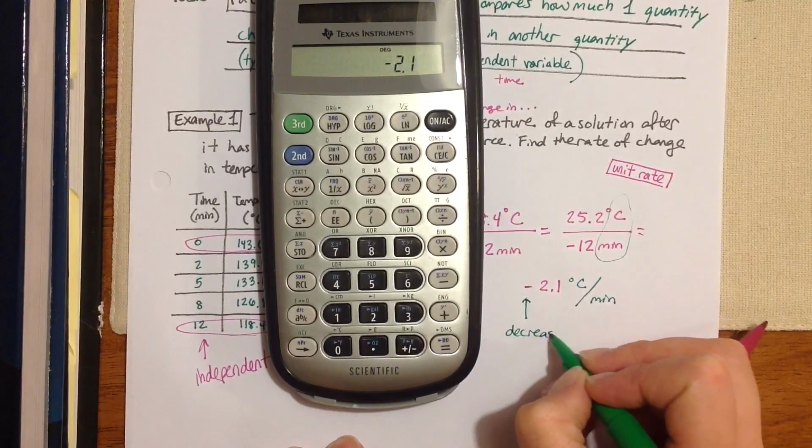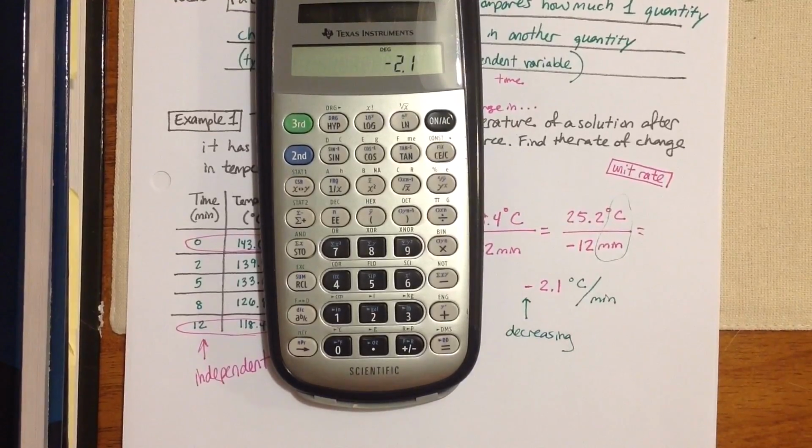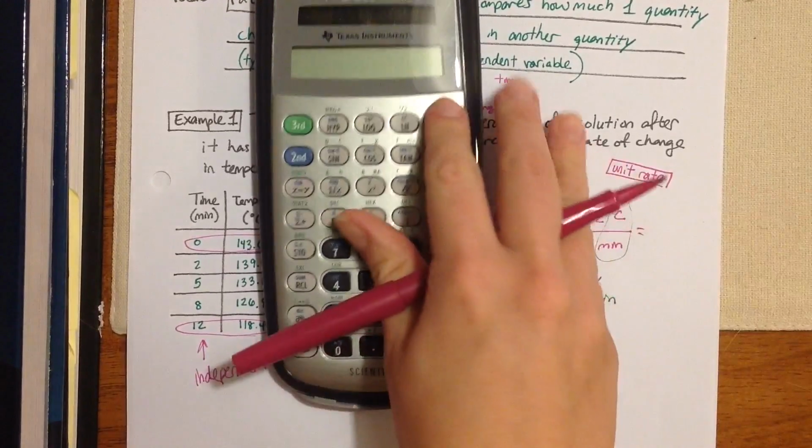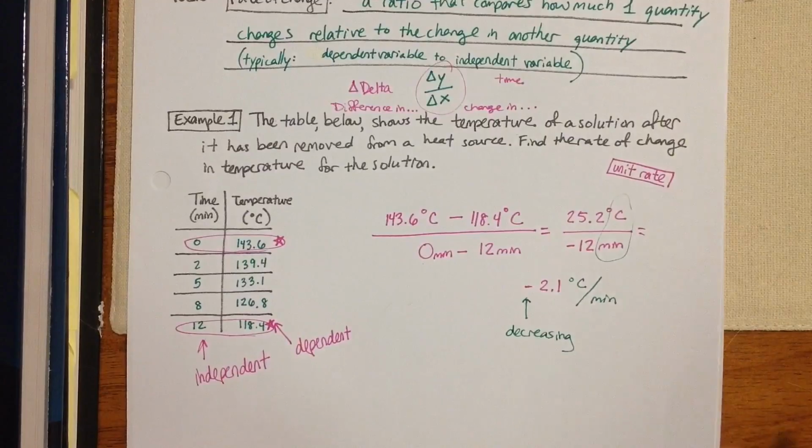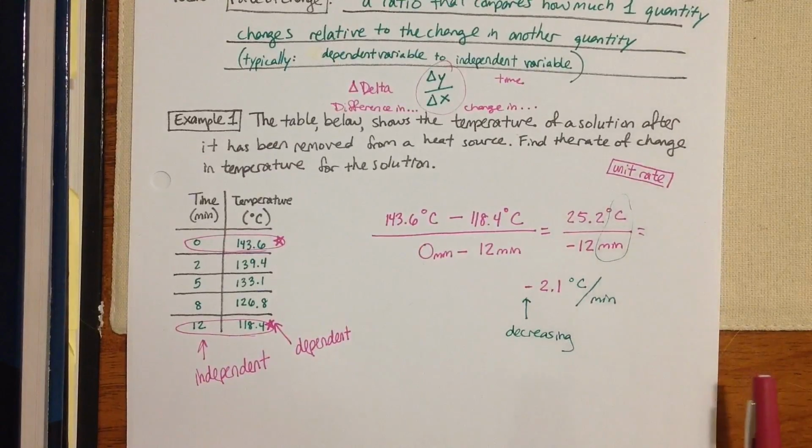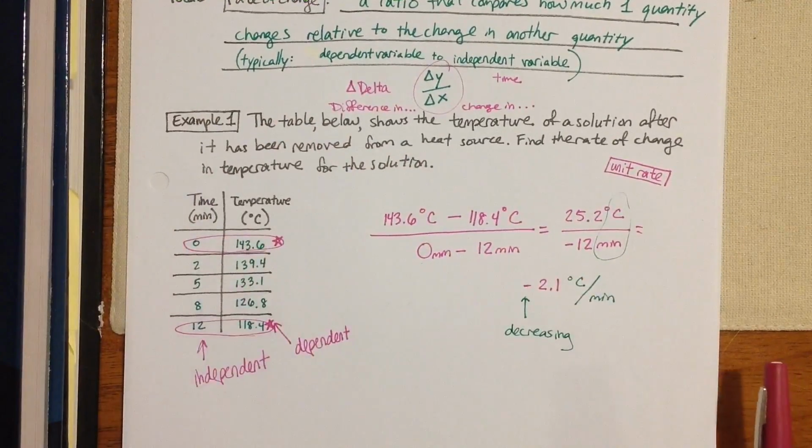So that negative sign is telling us this situation is decreasing. So the slope is negative. There we go. Okay, so that's example 1. That's just the rate of change of a chemistry situation.